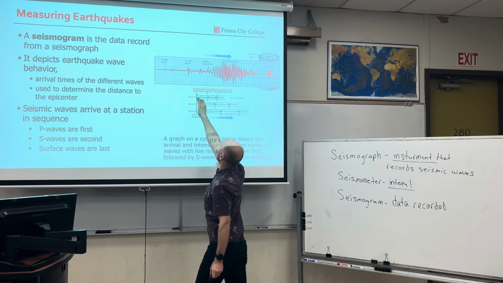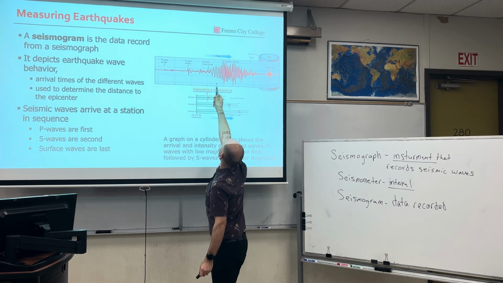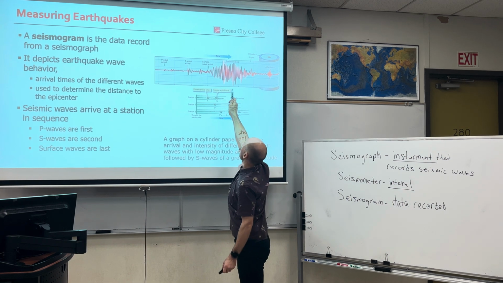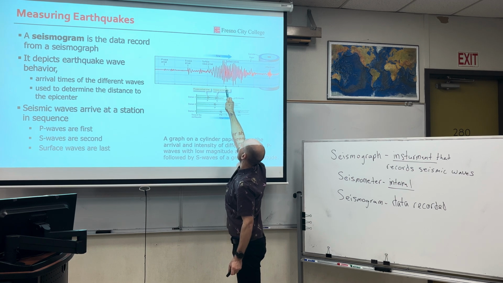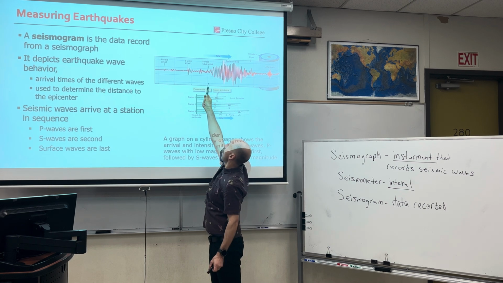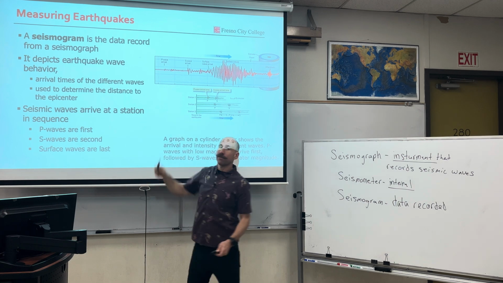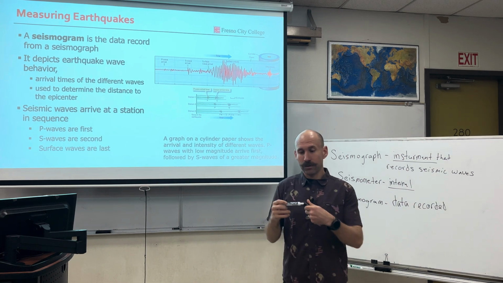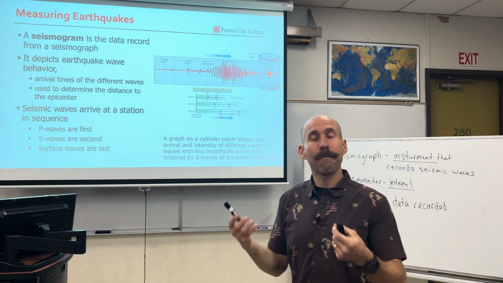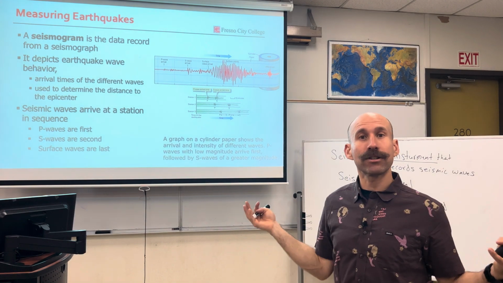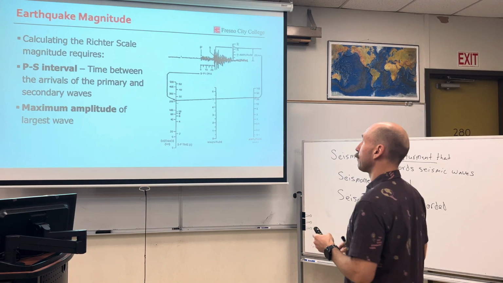These are the body waves. And then the arrival time of the surface waves. And if you take the maximum amplitude of the surface wave and the PS interval, then you can use those values in order to calculate the magnitude or how much energy is being released in an earthquake.